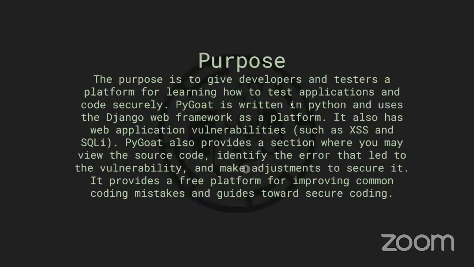So what is the purpose of this meet? The purpose is to give developers and testers a platform for learning how to test applications and code securely. PyGoat is written in Python, specifically in the Django backend framework. It has web application vulnerabilities such as XSS and SQLi. Those vulnerabilities are mainly based on the OWASP top 10 from 2017 and 2021, and there are also the MITRE top 25 vulnerabilities.